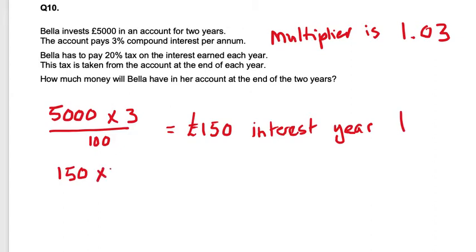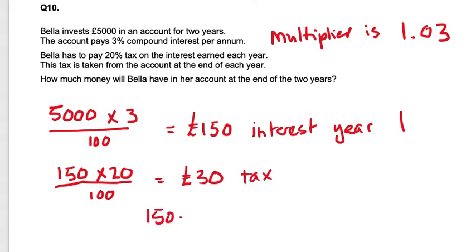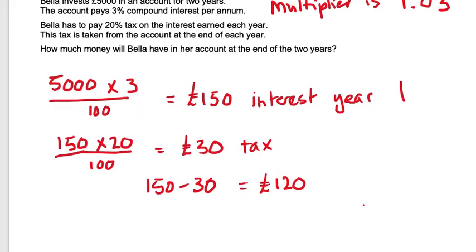So we need to find out what 20% of this amount is. 150. So 20% is £30 in tax. So she doesn't get 150. She actually gets 150 subtract 30, which means that she actually gets £120 of interest in total. So that's what she adds to the first year.